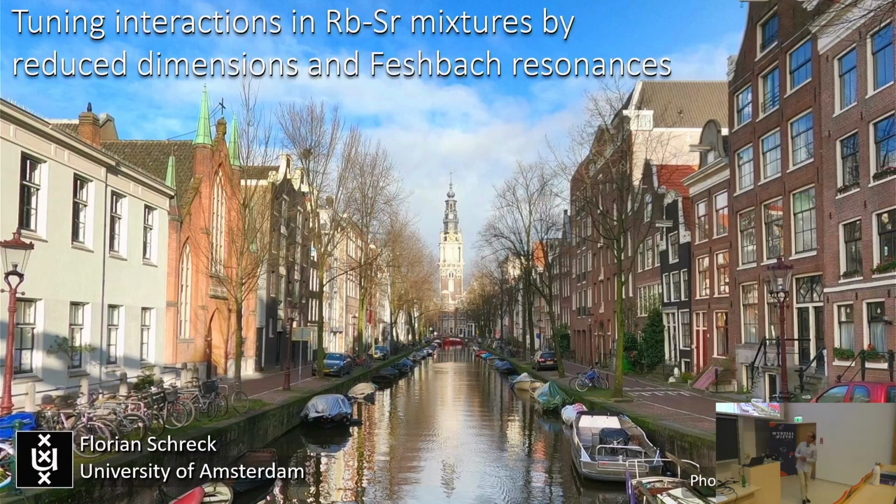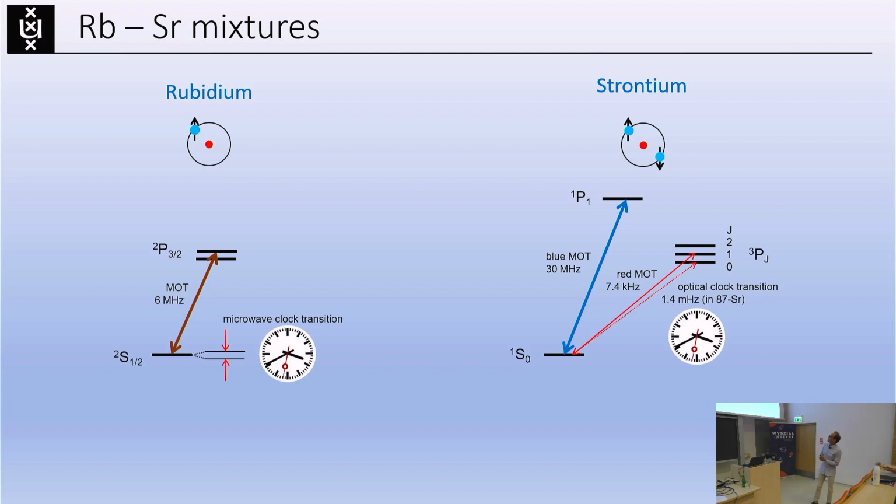So when I wrote my abstract, I was thinking about talking about tuning interactions in rubidium-strontium mixtures by reduced dimensions and Feshbach resonances. And over the last 2 weeks, we had some very interesting hints on perhaps having obtained rubidium-strontium molecules in the lab. So let's see. Let's start at the beginning.